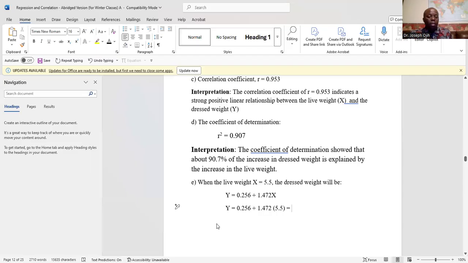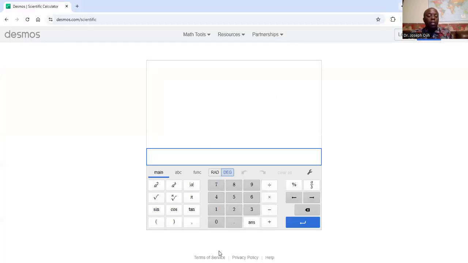So we got 0.256 plus 1.472 times 5.5 equals 8.35. So double checking. Let me double check this. Yeah, that's 8.35.